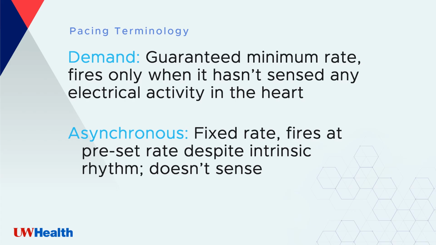So just some terminology that we can cover. When we talk about pacemakers that are in demand, it is that guaranteed minimum rate that fires only when it has sensed no electrical activity in the heart. So this is like on demand, only needed at certain times. Asynchronous, on the other hand, is a fixed rate. It'll fire at a preset rate despite the intrinsic rhythm, and it does not sense.